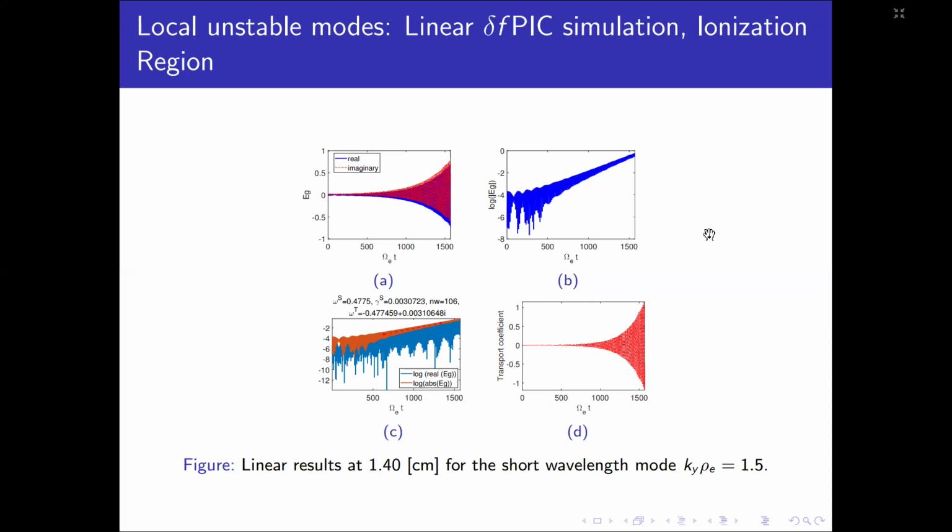But what happens if I measure the slope of this linear growth rate and also the period of this signal? Well, then I obtain the frequency and the growth rate of this instability. So I can compare these results given by the delta F particle in cell simulation with the results given by the analytical dispersion relationship. And as you can see, maybe, they are very close, okay?